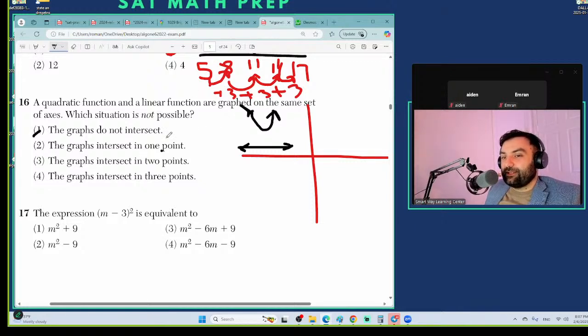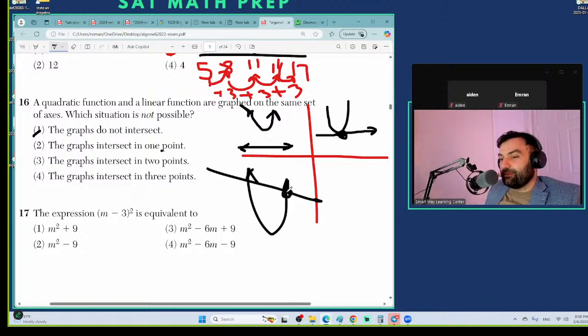The graphs intersect at one point. That's also possible. How? If our line touches the parabola at only one point. The graphs intersect in 2 points. That's also possible. How? A line going straight through the parabola, cutting through it. So it's going to be 2, but it cannot be 3. No matter how you try to make a line go through a parabola 3 times, it won't be able to. That's why the answer is 4.